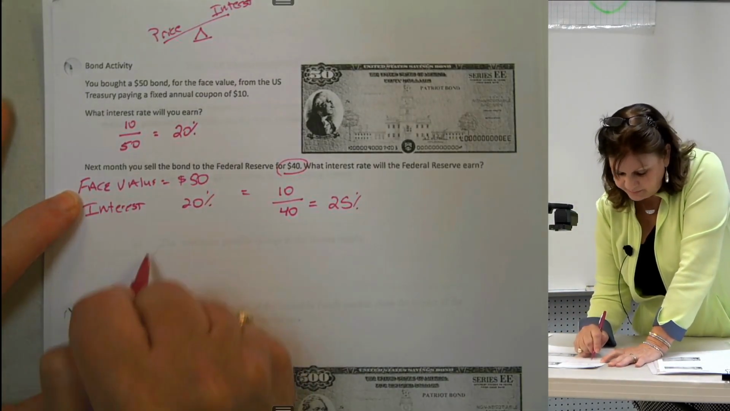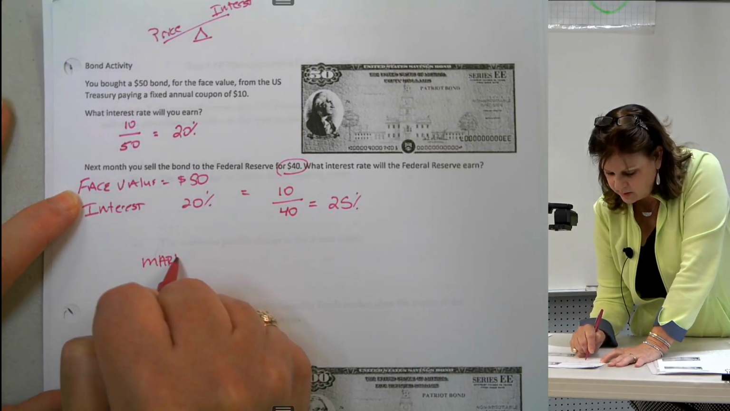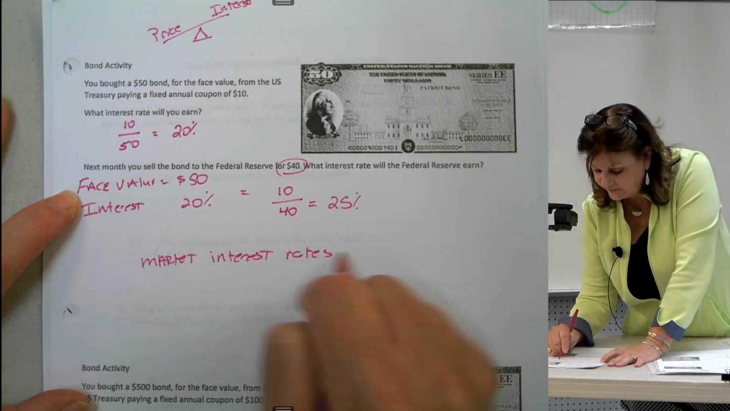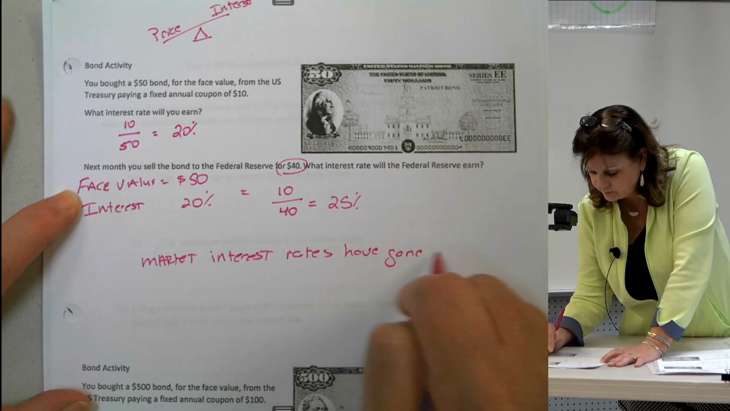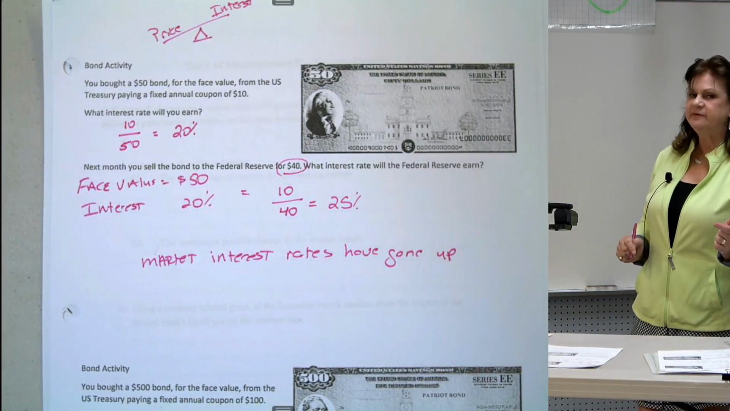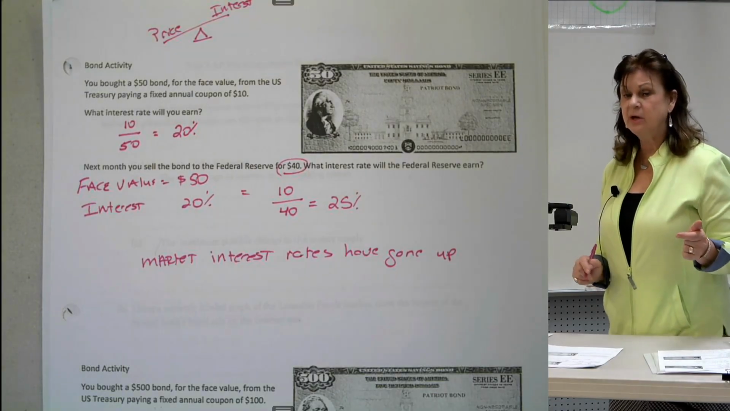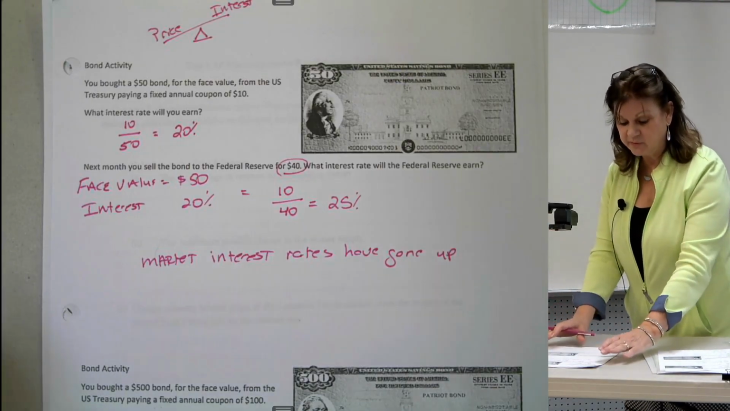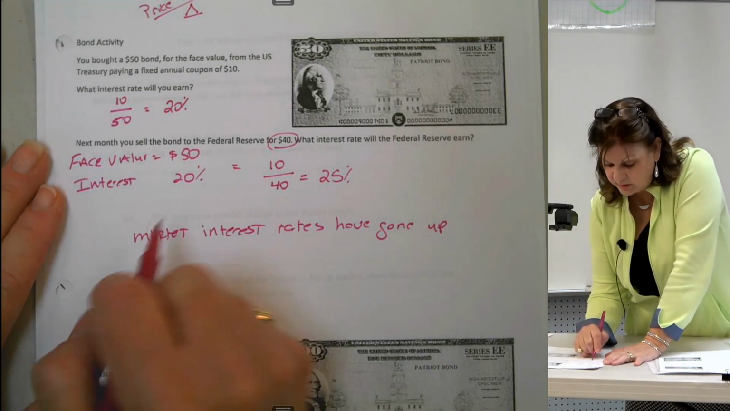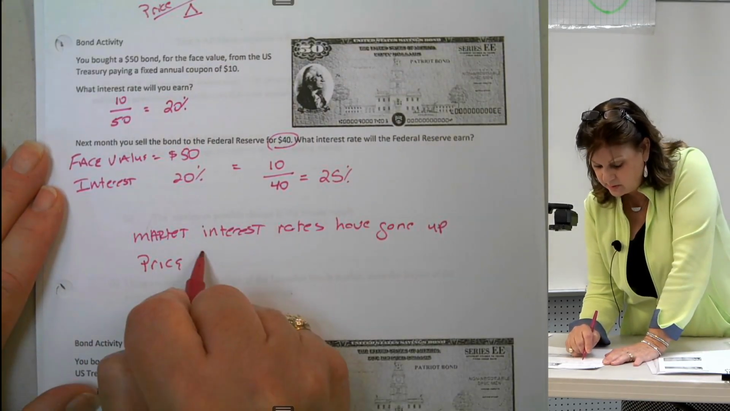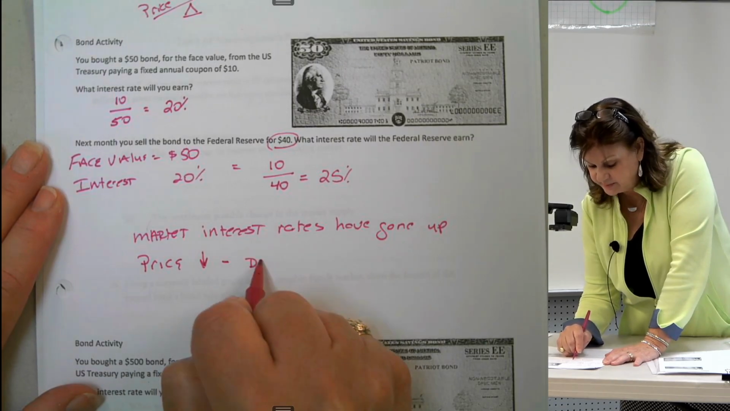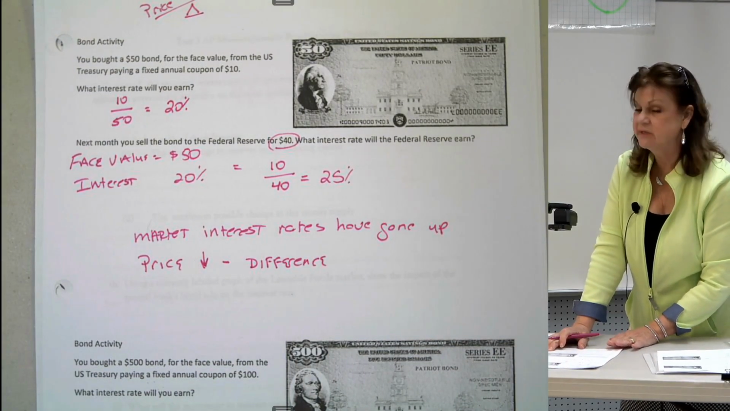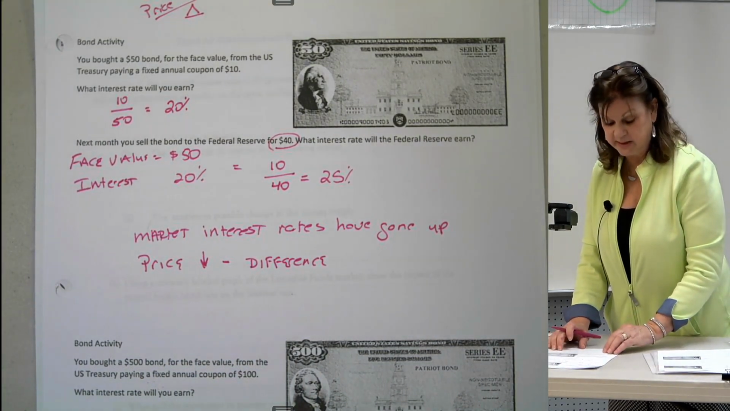So what's happened here, the market interest rates from the time you bought the bond have gone up. Because I'm not going to pay you $50 for a 20% bond when I can go into the market and buy a 25% bond for $50. So I'm going to give you less. Market interest rates have gone up since we bought the bond. And that's why the price has dropped to make up the difference. Okay, so what you're losing in that price is what the market is saying is going to happen here.